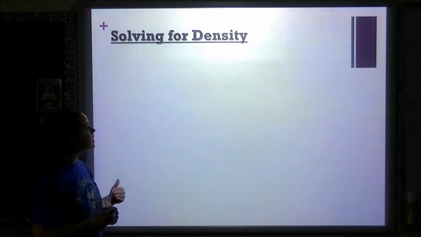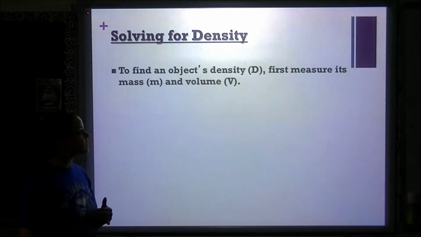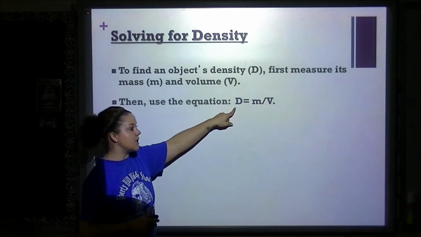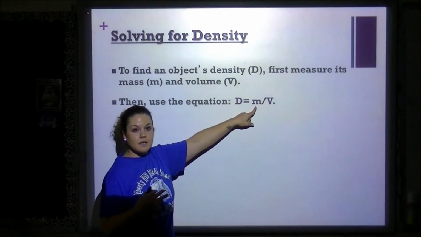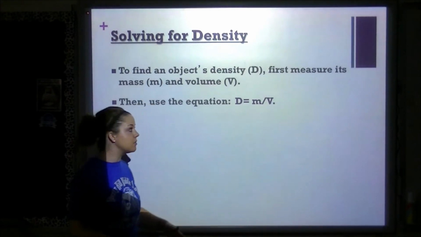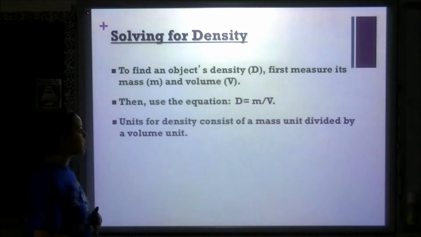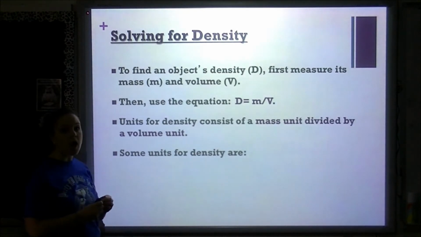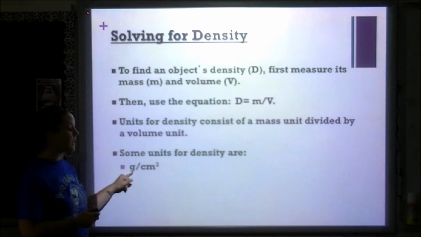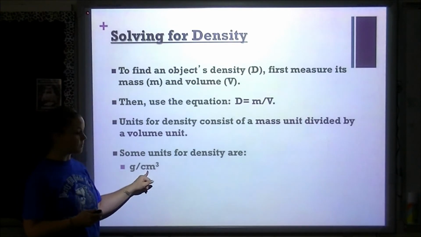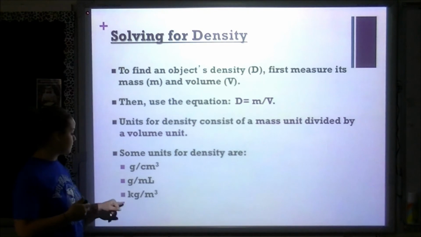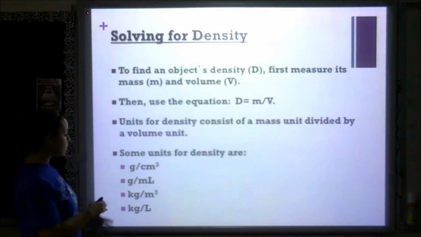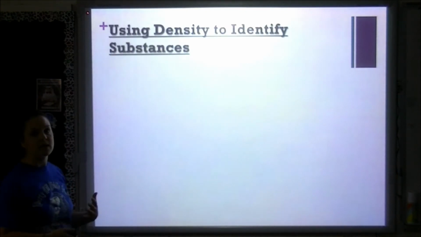So, if we're solving for density, we learned that the equation for density was D equals M divided by V, right here. D equals density, M is mass, V stands for volume, so D equals mass divided by volume. So we have some different variations of density units. We can see it represented as grams per centimeters cubed, grams per milliliter, kilograms per meters cubed, or kilograms per liter. So if you see these, these are all going to represent density.